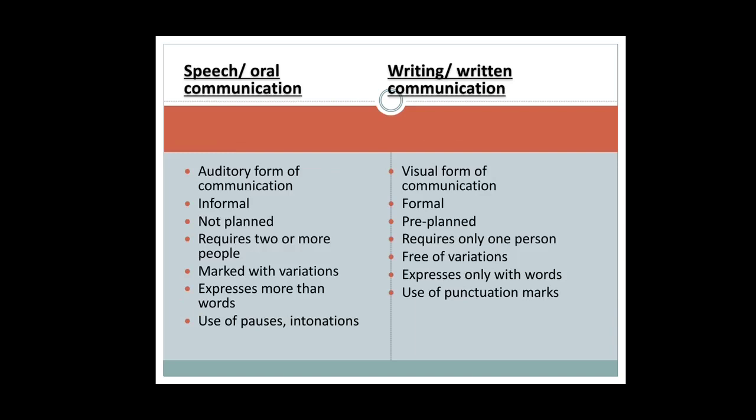Oral communication or speech is marked with variation. As you know, Malwani Marathi is different from Puneri Marathi. Kolhapuri Marathi is different from Marathi that is spoken in Mumbai. Tone of language keeps on changing from region to region. In case of written communication, it is not possible. There is no scope for variation, as we know that written script comes into existence only after standardization of a particular language.